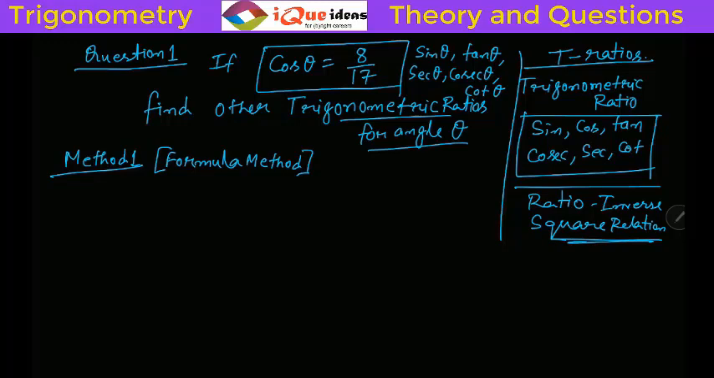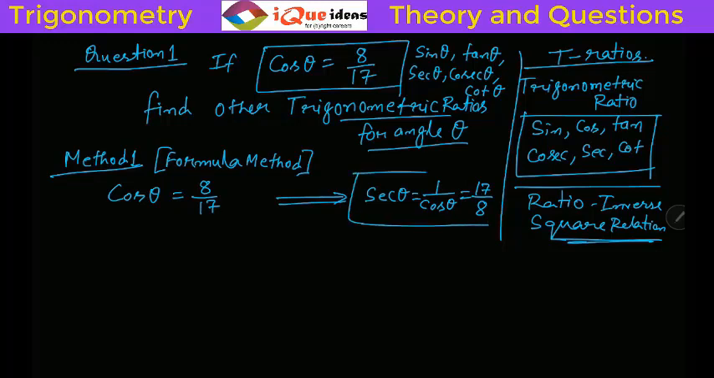So in this method 1, cos theta is already given. So cos theta is equal to 8 by 17. From there straight away, sec theta will be equal to the inverse of cos theta. So 1 by cos theta, which is the inverse of cos theta, that is 17 by 8. So one of the other trigonometric ratios we have already got.